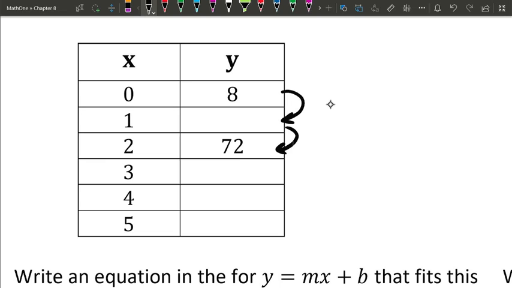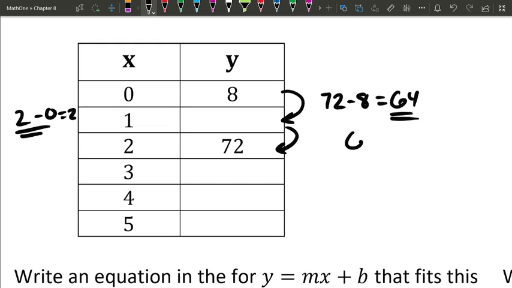I can calculate that number by calculating slope, right? If I go 72 minus 8, I know that I did a jump of 72 minus 8. It's a 64. And over here, if I take 2 and I subtract 0, I can see I increased by 64 in 2 steps, right? So 64 divided by this value of 2, 64 divided by 2 is the number 32. So I'm adding 32 each time.